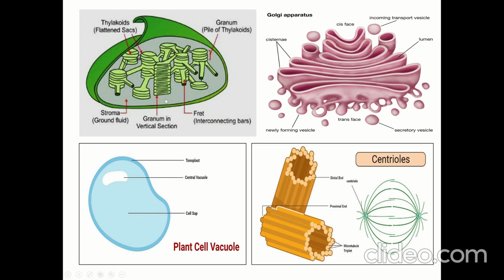The next important cell organelle, which is specifically present in the plant cell, is the chloroplast. It was first discovered by Hugo von Mohl in the year 1837. The main function of the chloroplast is to carry out the photosynthetic process, that is, it helps in the synthesis of food in the presence of light.